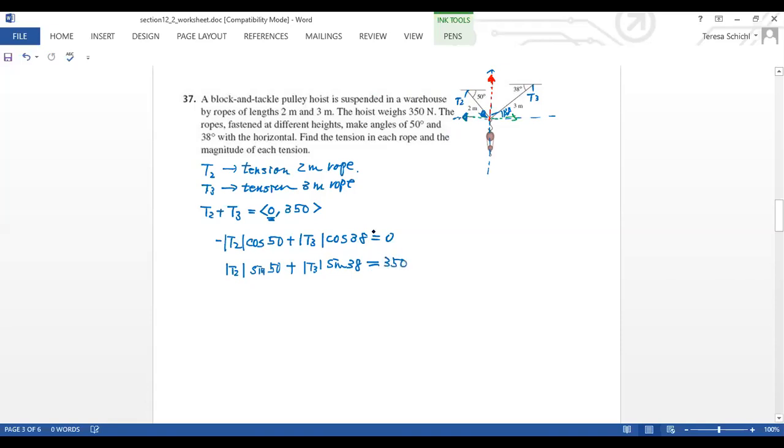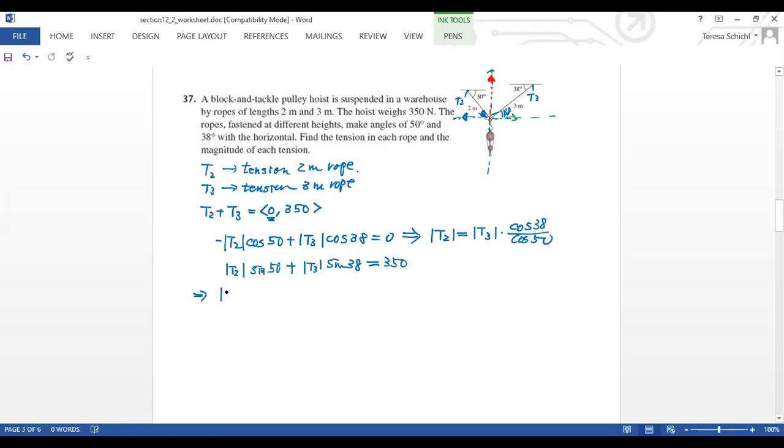This is 350. So basically, you have two equations. You want to solve two variables. So you want to solve T2, T3s, right? Okay, so now from the first equation here, I can get just from algebra, I know that T2 is equal to T3, and this is cosine 38, right? And this is cosine 50. Good? Okay, so now you plug this T2 back into the second equation.